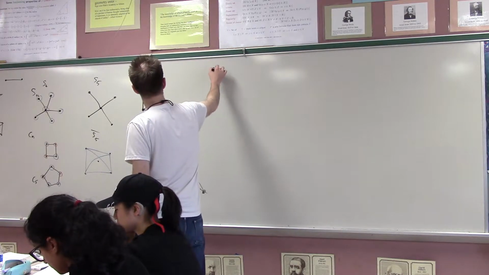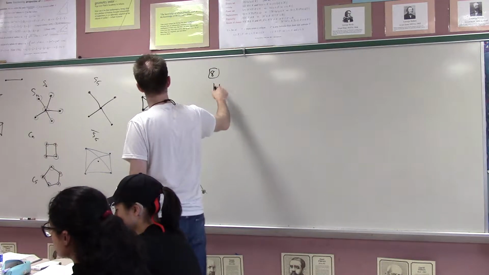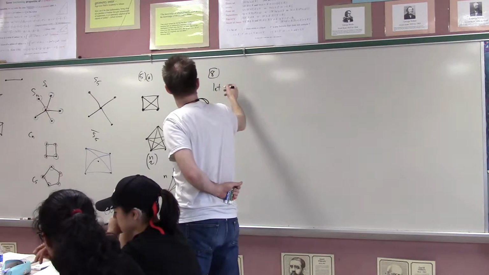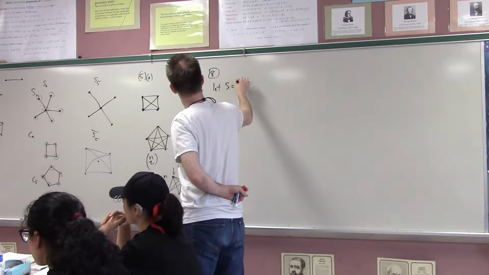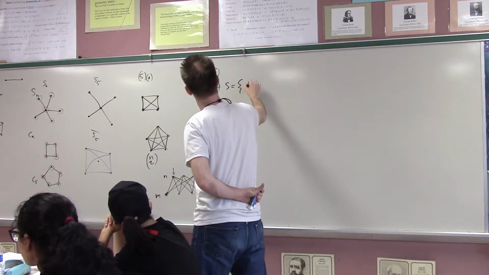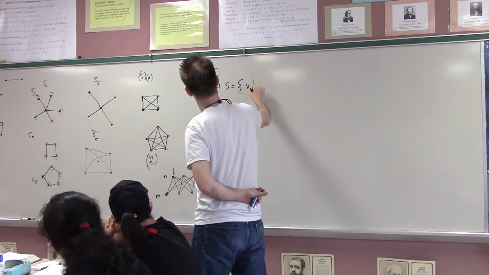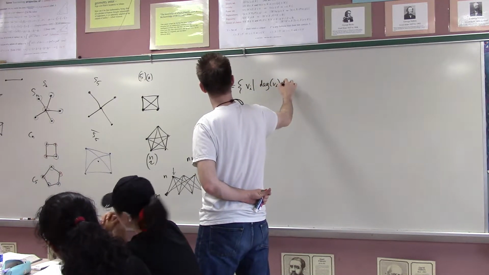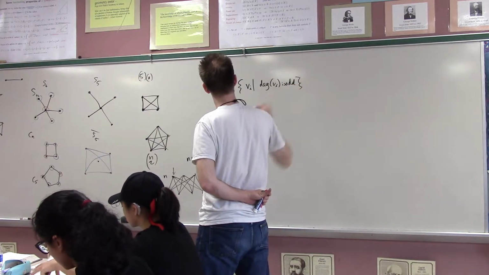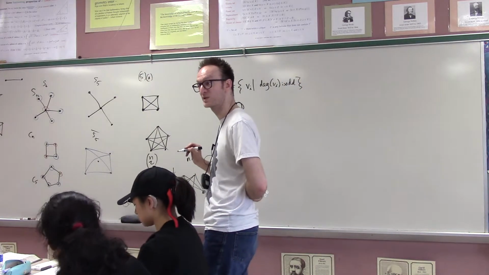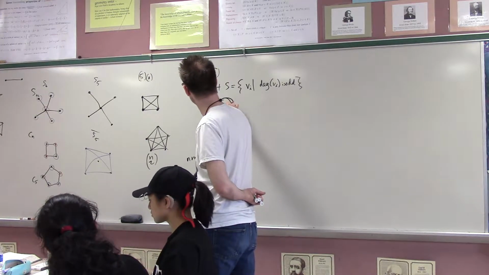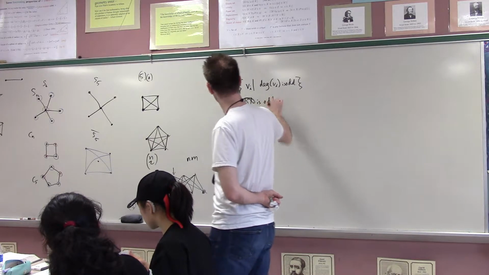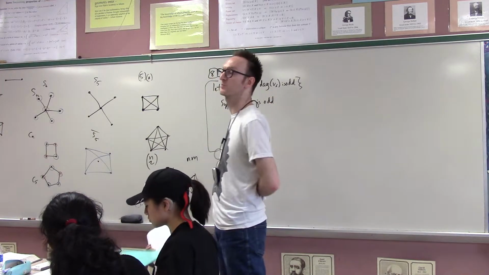Okay, so if you want to do this properly, what you can say is, let S be the set of all vertices such that the degree of that vertex is odd. So this is the set of all vertices of odd degree. And suppose that the size of S is also odd. That's essentially what we want to show is impossible, right? This would be the rigorous proof.